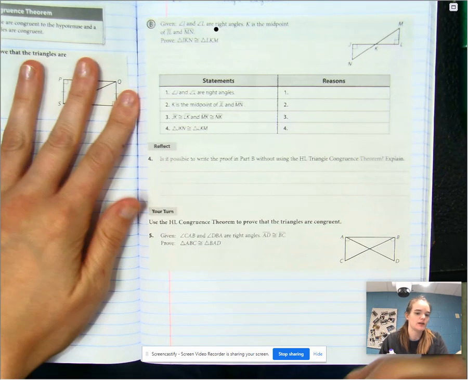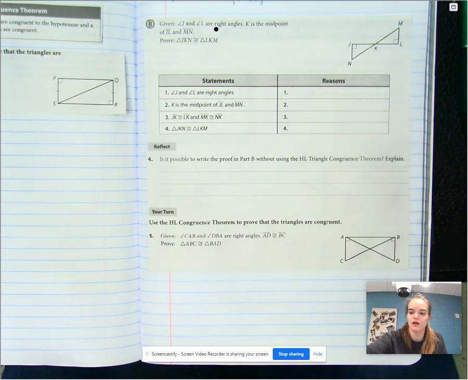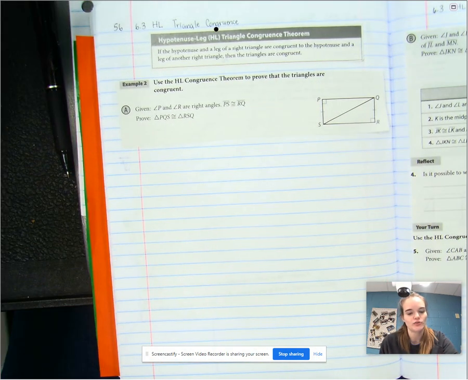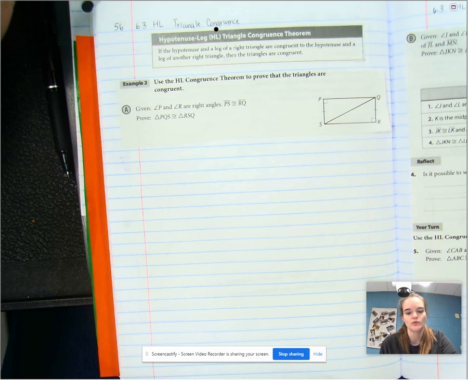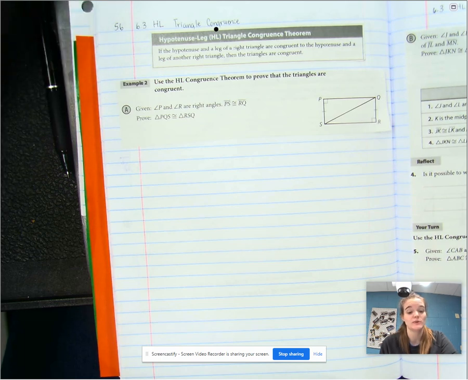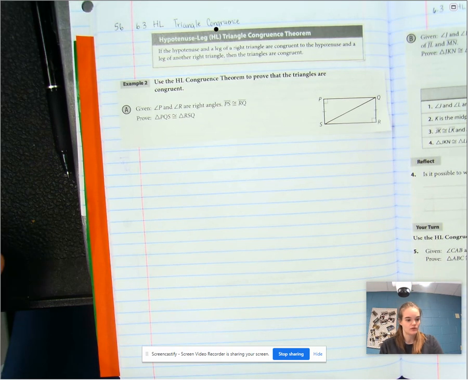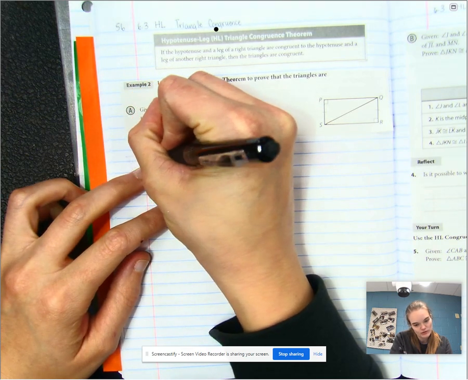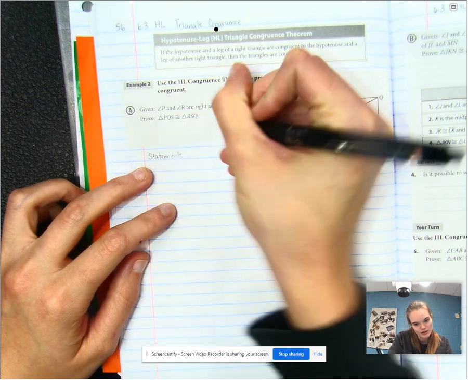Okay, so let's go ahead and work these. We are just proving today. Example 2 says, use the hypotenuse leg congruence theorem to prove that the triangles are congruent. So in hypotenuse leg, we have to say that they're right angles. We don't have to say they're congruent, just that they're right angles, which means it's a right triangle. We have to say that we have legs congruent and that we have a hypotenuse congruent. Now, it does not matter which leg is congruent. All that matters is that we have some. So we're going to start with statements, of course, and then reasons, and then we will prove from there.